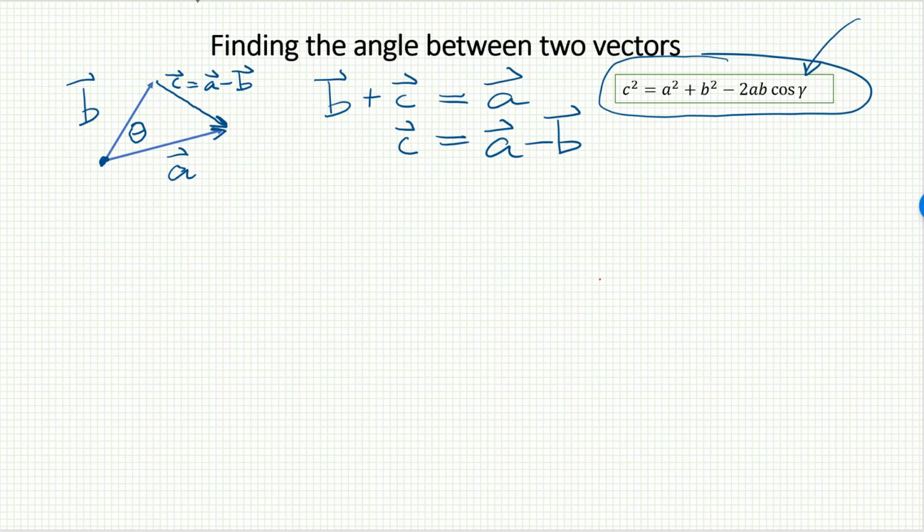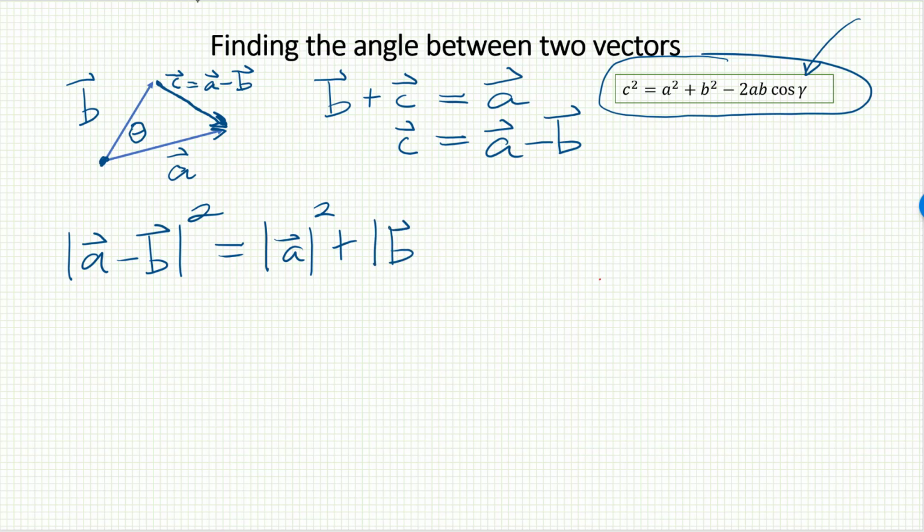So I start on the left side with c squared. That would be the length of this vector. Well, that vector is A minus B, so we'd be talking about the length of vector A minus B, squared. Then I have the length of vector A squared, and the length of vector B squared, minus 2, remember these are all lengths in the law of cosines, 2 times the length of vector A times the length of vector B times cosine of the angle opposite side c, which is theta.